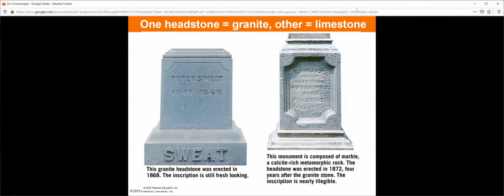This is very obvious when you look at headstones, right? You could have a headstone that's made out of granite, which is a lot less susceptible to erosion in the short amount of time, or a headstone that's made out of limestone, which is calcite rich and dissolves a lot faster, and you can't even read it. You can't read the headstone on the right that's made of limestone because it dissolved. The headstone on the left, good old Peter Sweat, still standing strong, right?